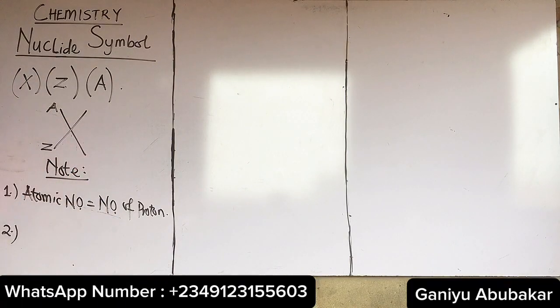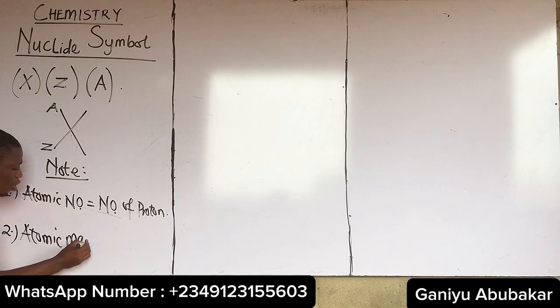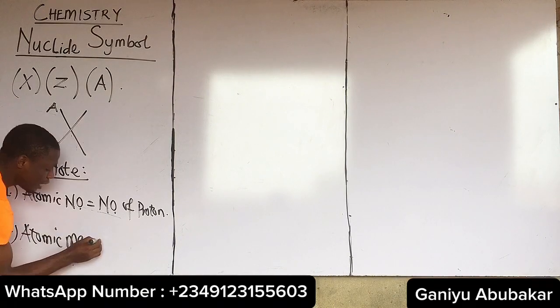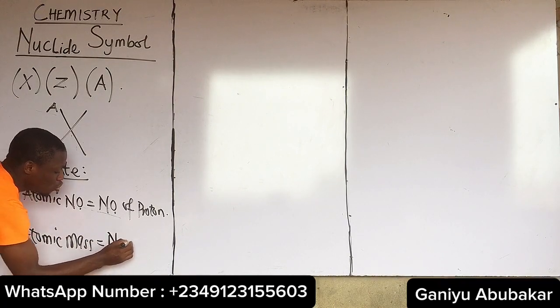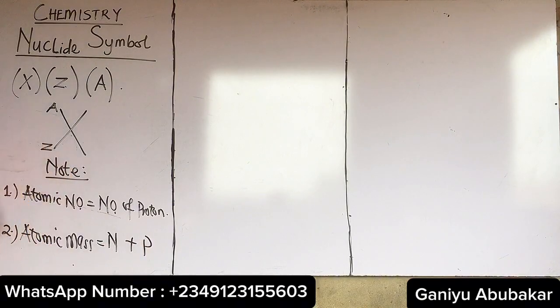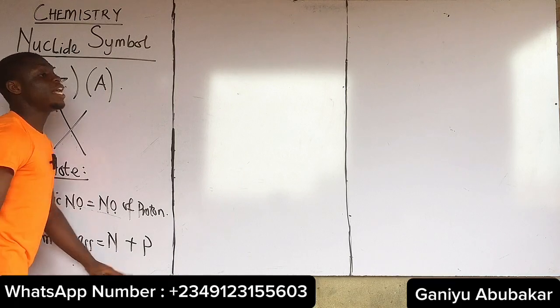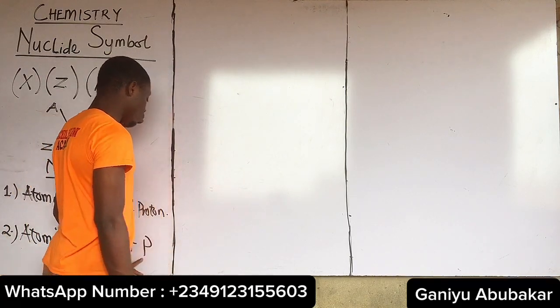The second thing to note is that the atomic mass, or the mass number if you want to call it that, is equal to the addition of neutron plus proton. So to get atomic mass, simply add up neutron plus proton, please.